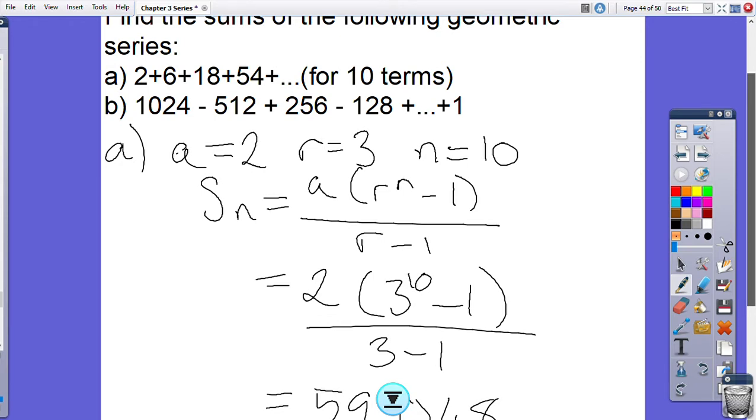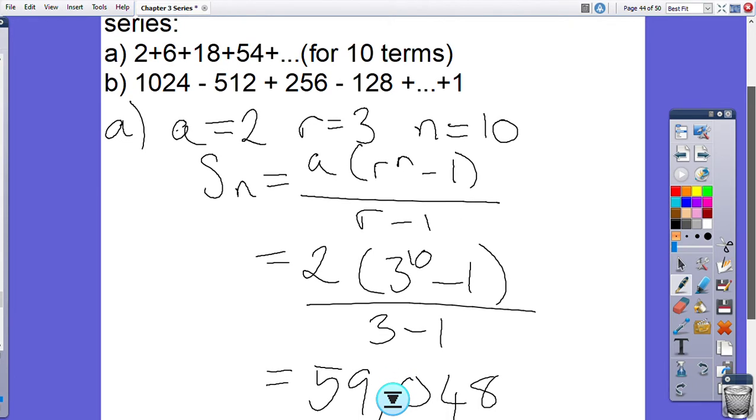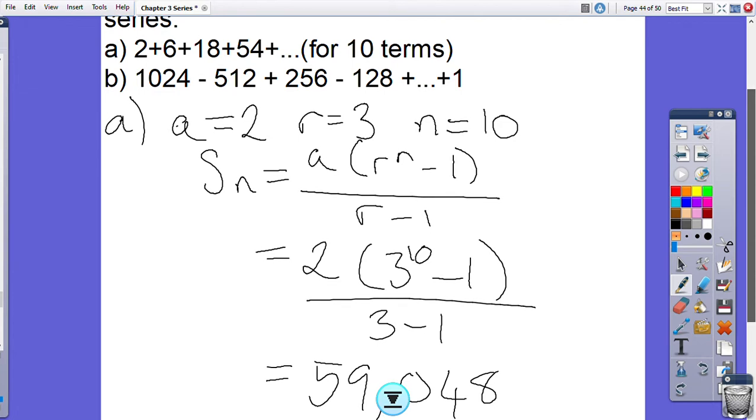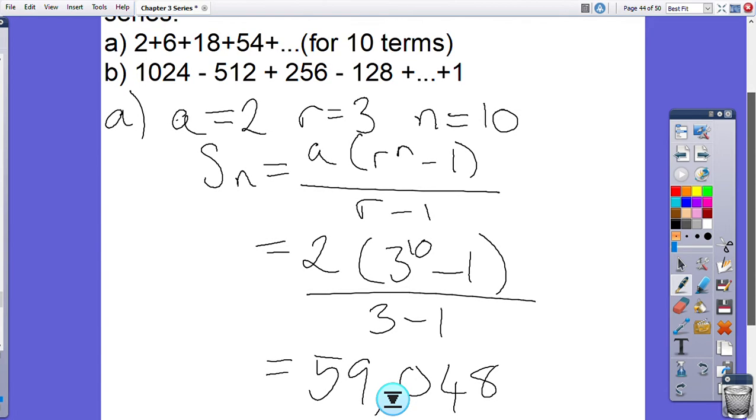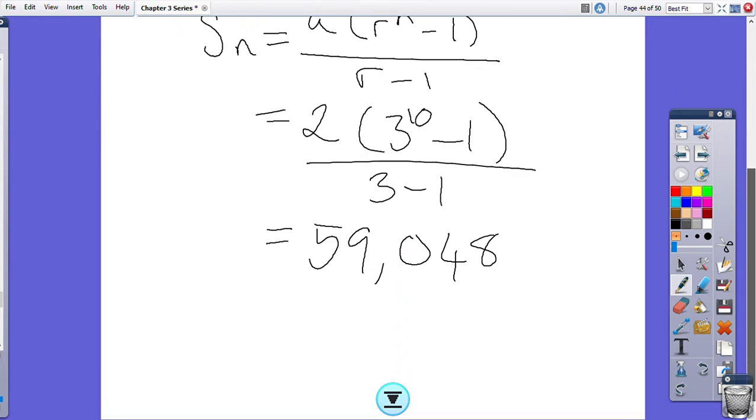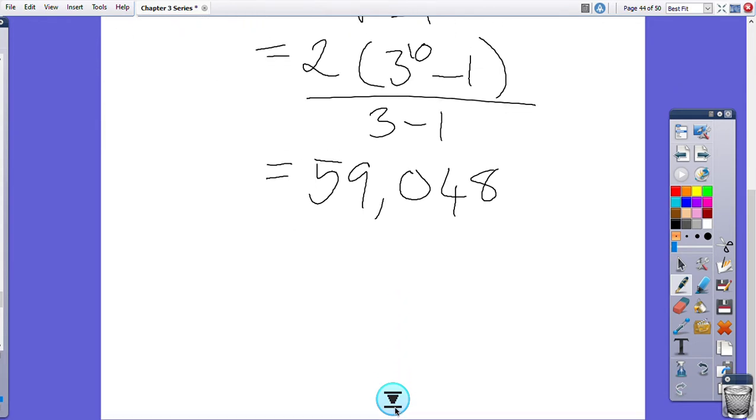Now, in part b, we don't know how many terms there are. We just know that it finishes at 1. So our first thing that we have to do in this is work out how many terms there are. So let's get on and do this.